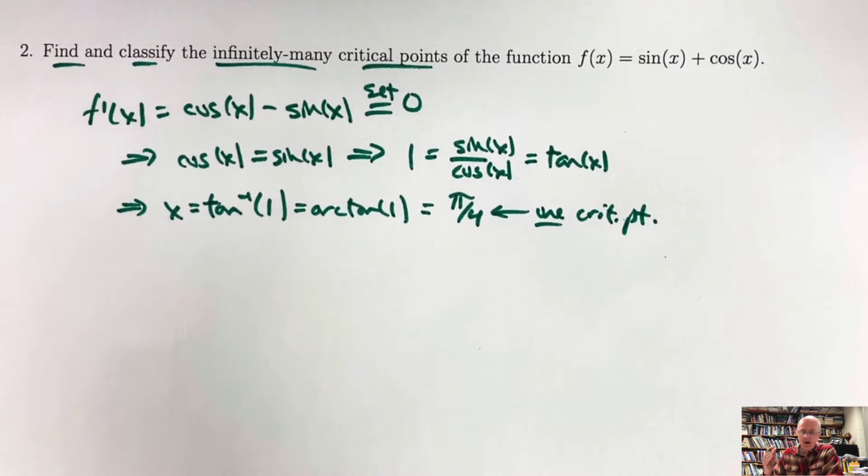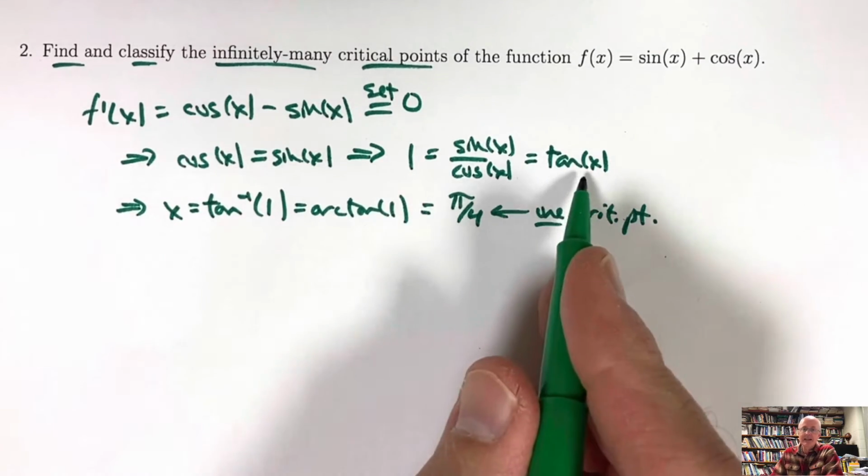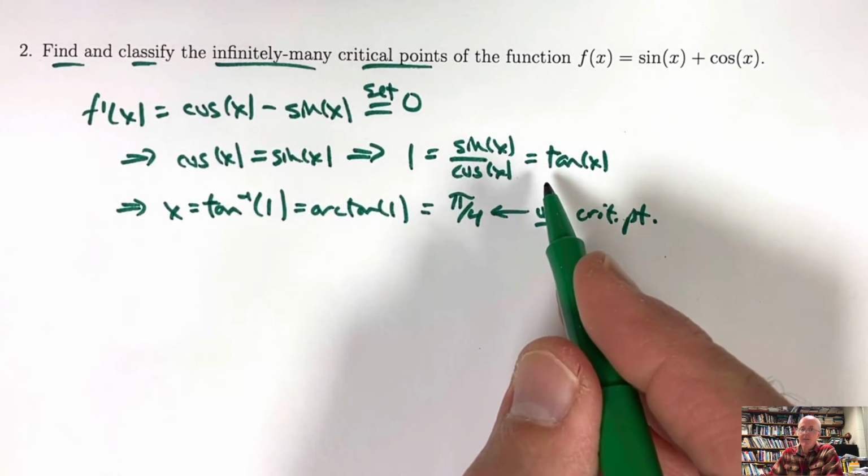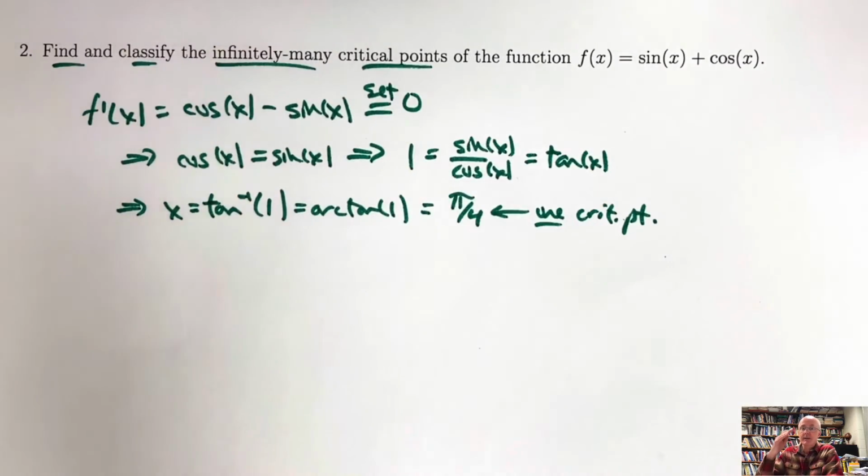So what are the other critical points? One thing to think about is the fact that the tangent function, tangent of x, is periodic with period pi, not 2 pi. So it's going to be back to a value of 1 every pi units. Thinking about the unit circle, when the angle is 45 degrees, pi over 4, but also add pi to that, in degrees, that would be adding 180 degrees to 225 degrees in the third quadrant. That's going to be another critical point.